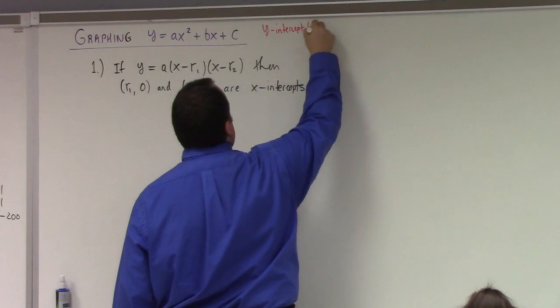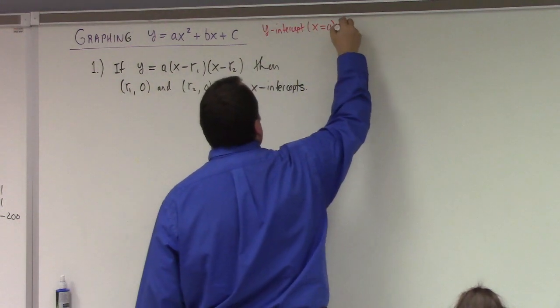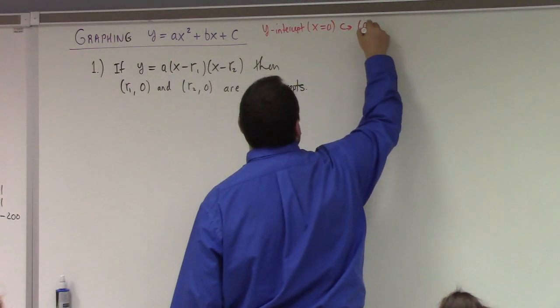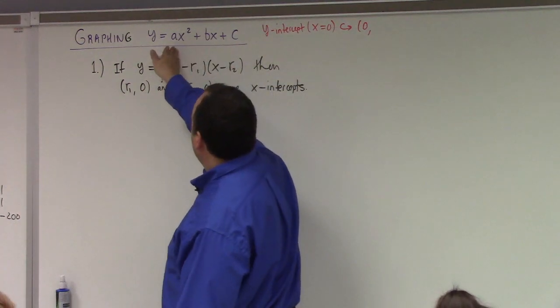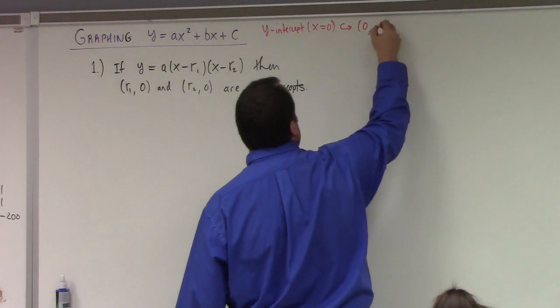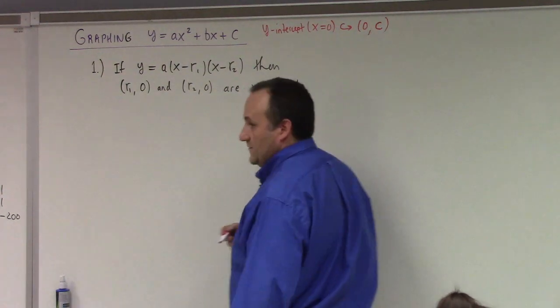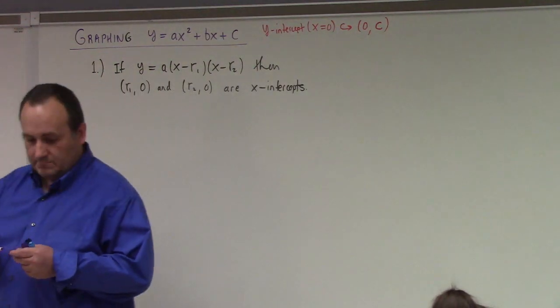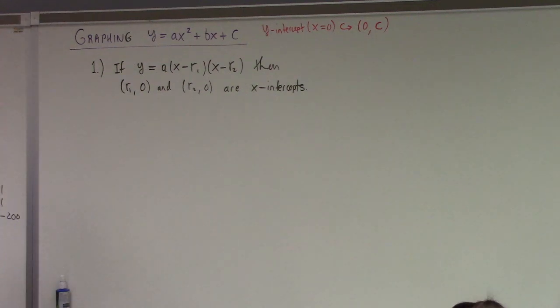That's when x is equal to 0, right? So you get 0, comma 0 plus 0, c, y equals c. So 0, c is the y-intercept for this thing. That's easy. Well, it's usually easy. It can actually require work to find that.